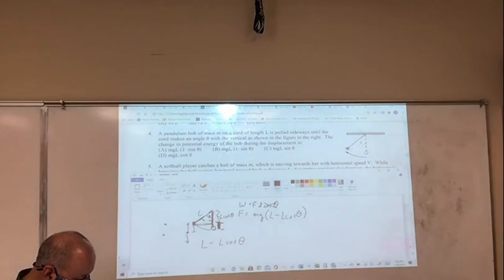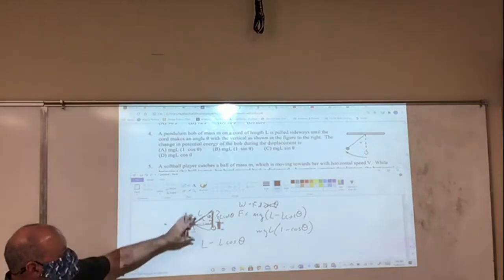And oftentimes they'll take the L out of there, and then it just becomes mgL times 1 minus cosine of theta, which is A.